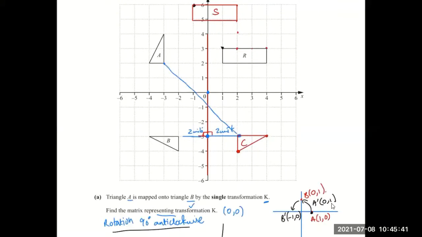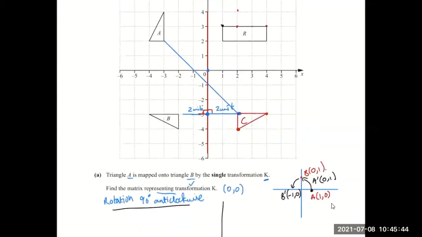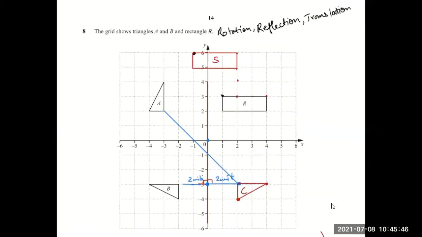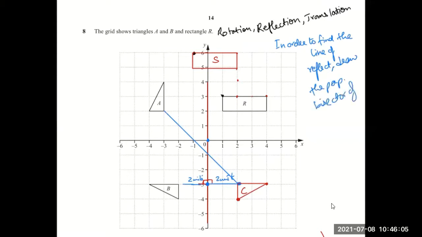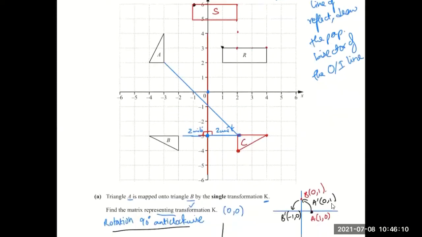If you want to find the line of reflection, let me write that down here. In order to find the line of reflection, draw the perpendicular bisector of the object image line. So I've drawn this using a compass and a scale. If I were to draw the perpendicular bisector with a compass and a pencil, it would look something like this.